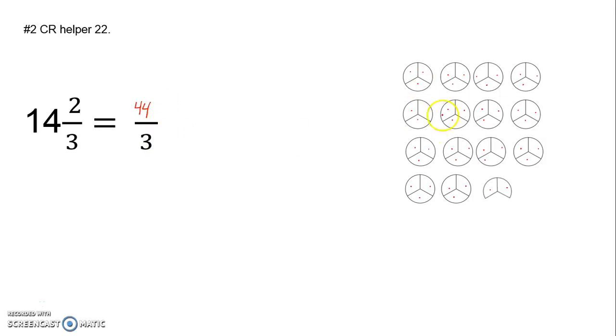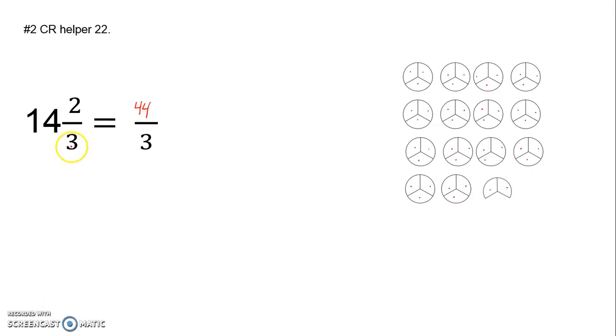If you look at 14 whole circles, 2/3 of another circle, that is 44 thirds that you are physically looking at. So when you rewrite mixed numbers as improper fractions, I just want to make sure you know it mathematically actually means something. Now you have the process.